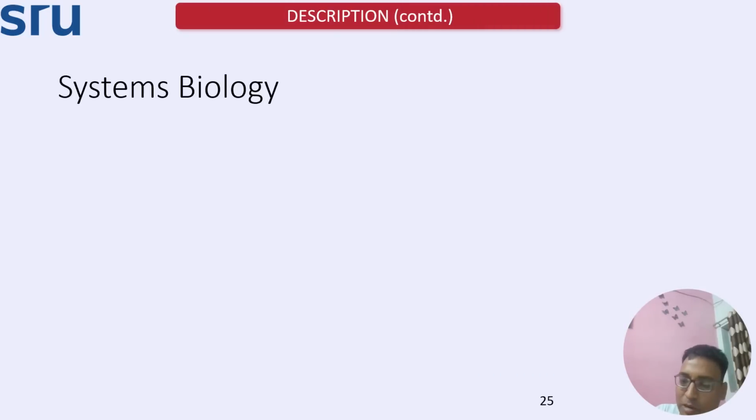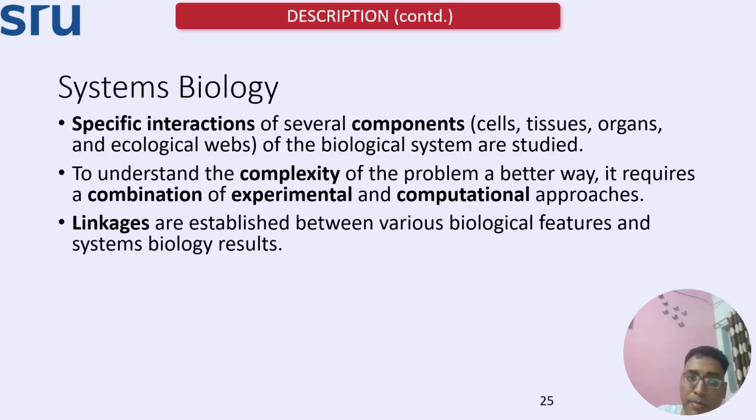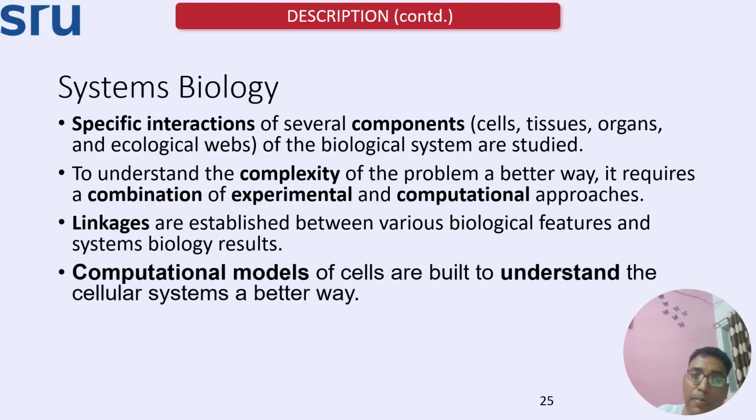So systems biology includes many components: cells, tissues, organs, and ecological webs of the biological systems being studied. It completely includes all of them. To understand the complexity of a problem, a better way requires a combination of experimental and computational approaches. All of them should be analyzed together. Linkages are established between various biological features and systems biology results so that we can get it properly.